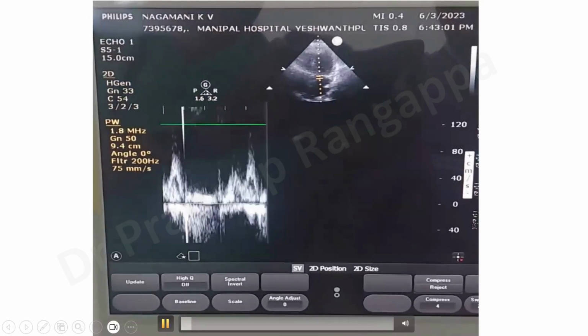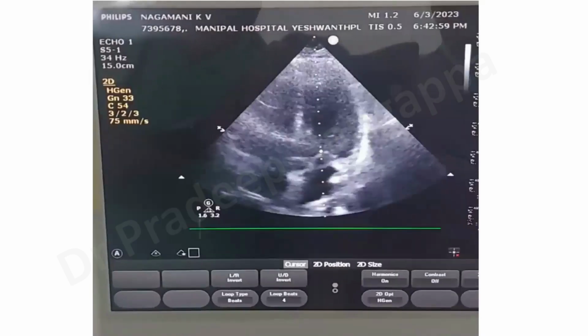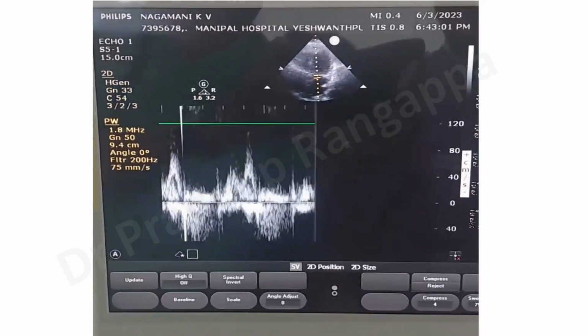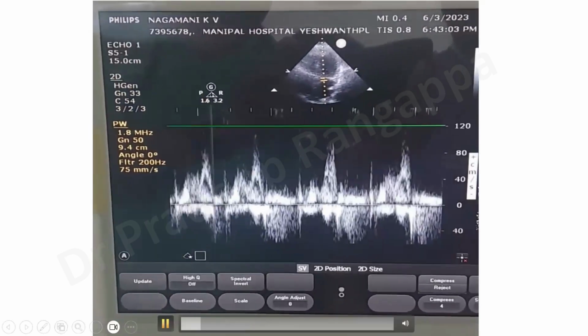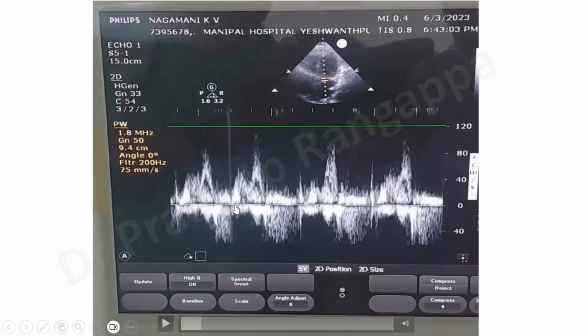So you get a waveform. As I said, in most patients the normal is E more than A, but we seldom see it. Most of the patients we do in ICU, generally you'll see E less than A in a normal patient. So this is a normal patient where E is less than A.